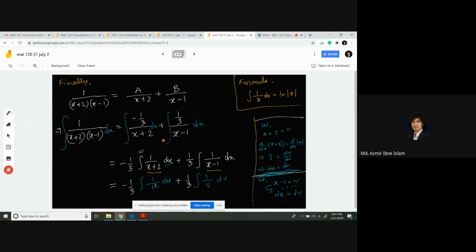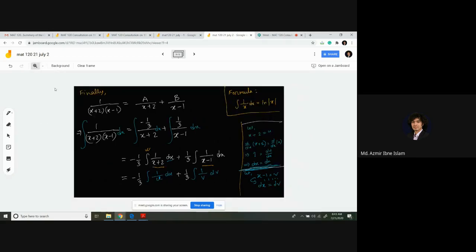That is, integration of 1 over x is ln modulus x. So 1 over u will be ln modulus u, and 1 over v, ln modulus v. Is that okay? Yes, sir. Finally, we can write the answer. That is, negative 1 over 3 ln of mod u plus 1 over 3 ln of mod v. Clear? Yes, sir.